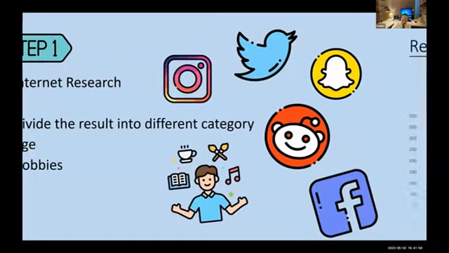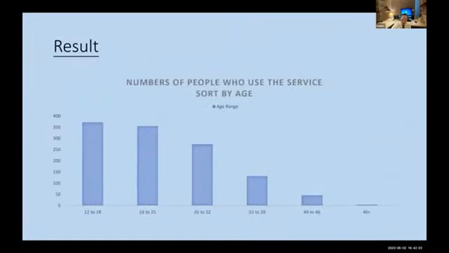For the next slide, we made a graph of the number of people who use the services, sorted by age. As you can see, the different age ranges are 12 to 18, 19 to 25, 26 to 32, and so on. We can see that there are the most teenagers who use this kind of service. As the age increases, the number of people decreases. It means that as you get older, you are not as familiar with this kind of social networking website.